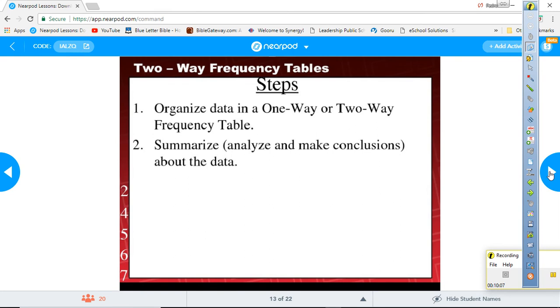That's the process you're going to follow for filling out tables, and I'll talk about what one-way and two-way frequency tables look like in just a minute. Copy that. Step 1, organize data in one-way or two-way frequency tables. Step 2, summarize, which means analyze and make conclusions about the data. Fairly simple, straightforward. Organize your data on a table, and then once you analyze it, you're going to make a conclusion about the data, which means writing a statement.